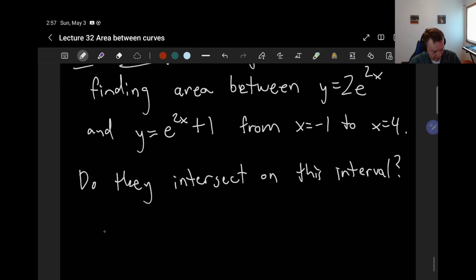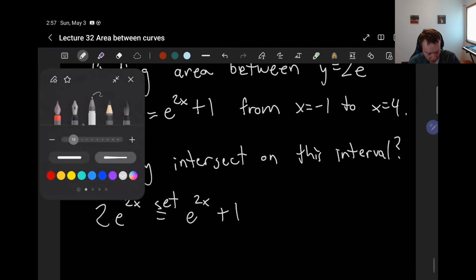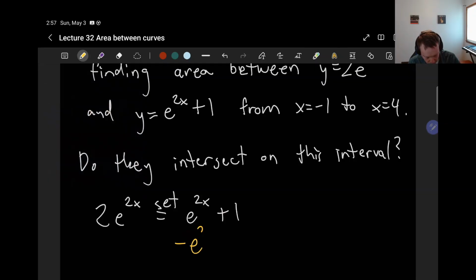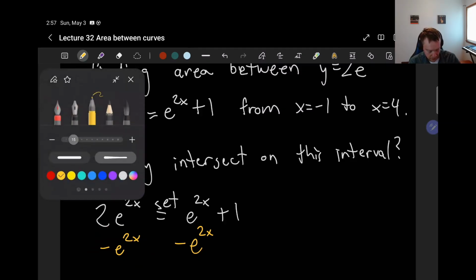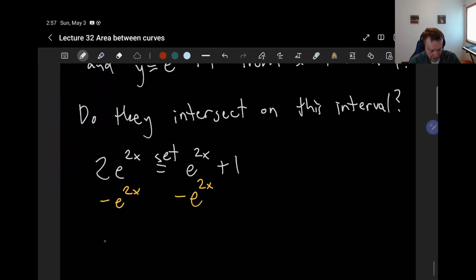Well, we can find out by setting them equal. So 2e^(2x) we set equal to e^(2x) plus 1. We'll notice that if I subtract e^(2x) from both sides, I had 2 of these e^(2x)'s minus a single e^(2x). So what's left is just a single e^(2x) equals 1.